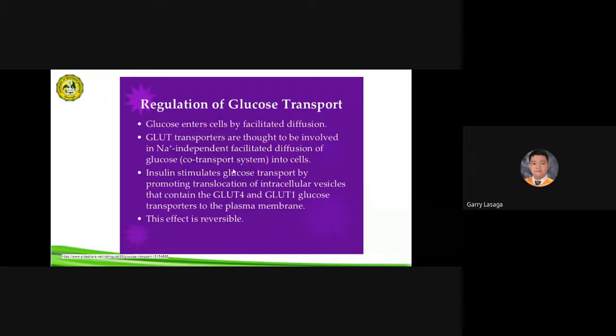When, for example, insulin is not present or when glucose level in the blood is lower, the GLUT4 will also detach from the plasma membrane so that the transport of glucose from the outside to the inside would also not happen.